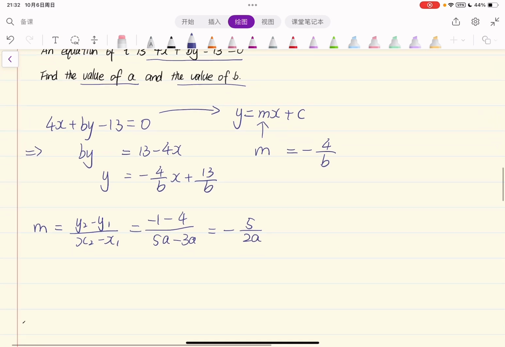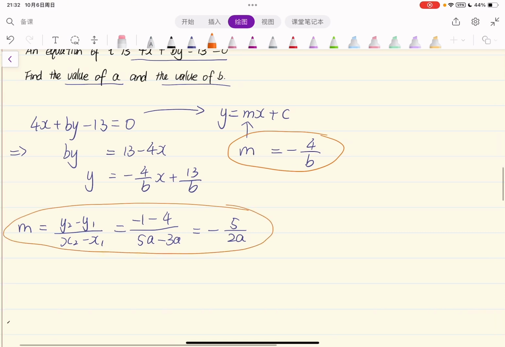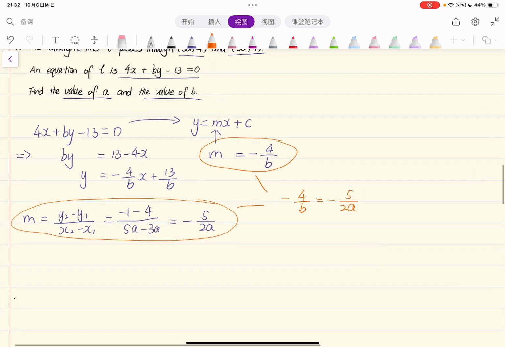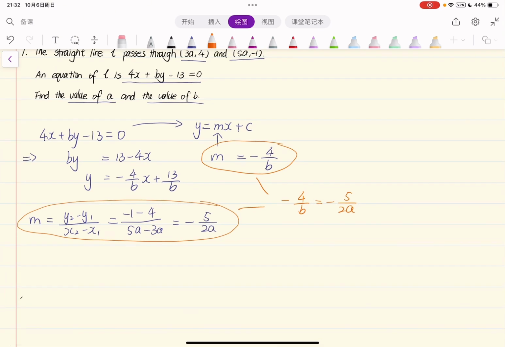Thus, from these two equations, we can have that minus 4 over b equals minus 5 over 2a. Then we rearrange that. We have b equals 8 over 5a.